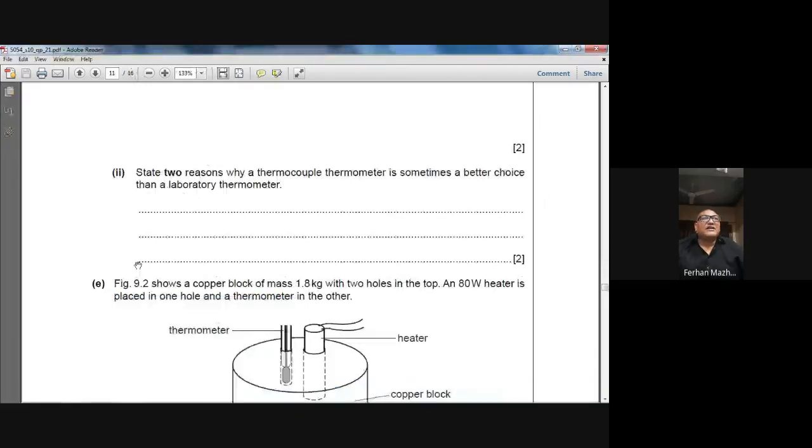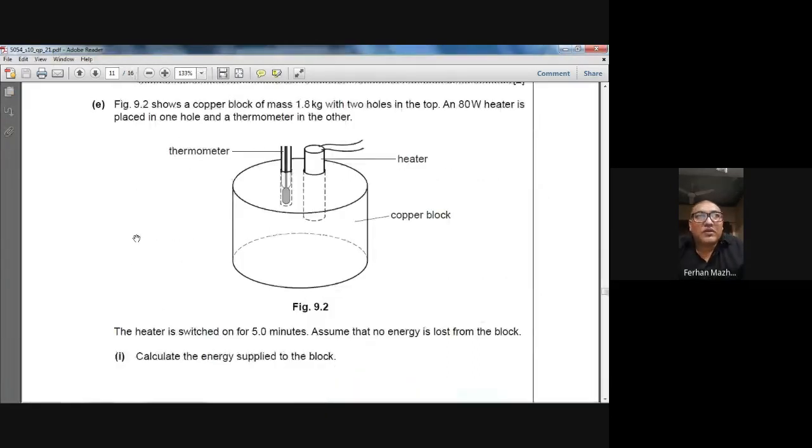Okay, so next, part E. Figure 9.2 shows a copper block of mass 1.8 kg with 2 holes in the top. An 80-watt heater is placed in one hole and a thermometer in the other. So we have a block of metal. We have drilled 2 holes in it, and in one hole we have put a heater, and in the other hole we have put a thermometer. The heater is switched on for 5 minutes. Assume that no energy is lost from the block. Calculate the energy supplied to the block.